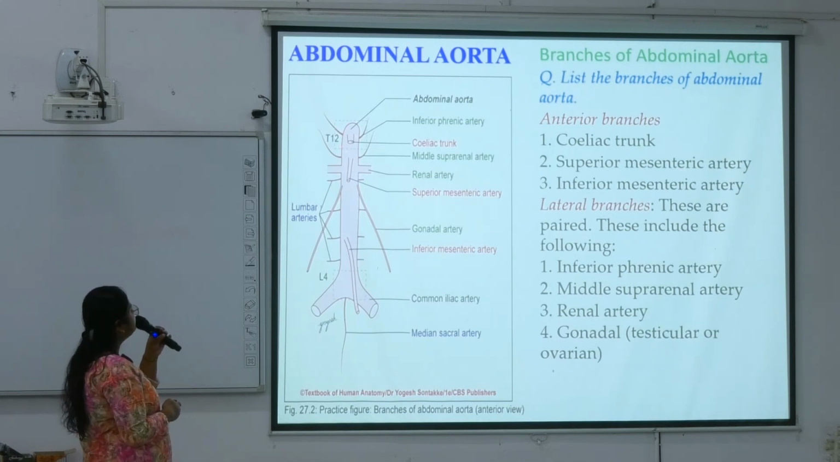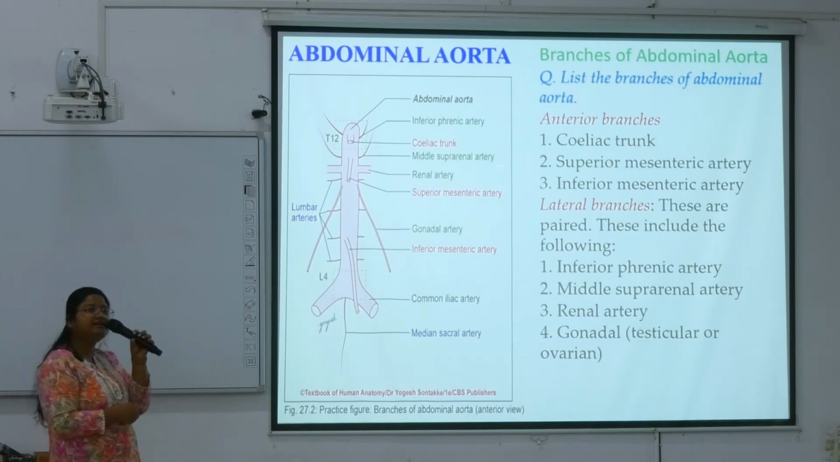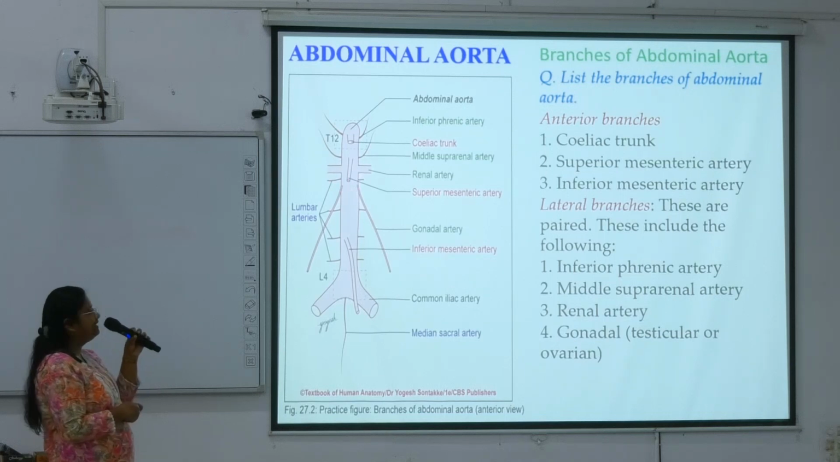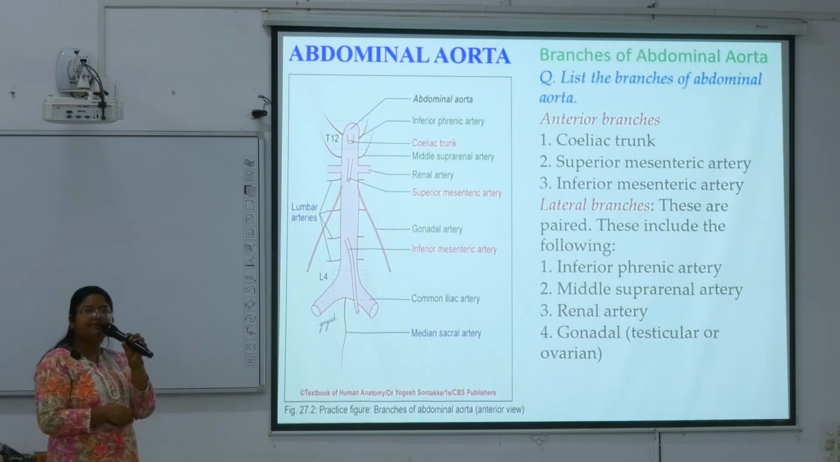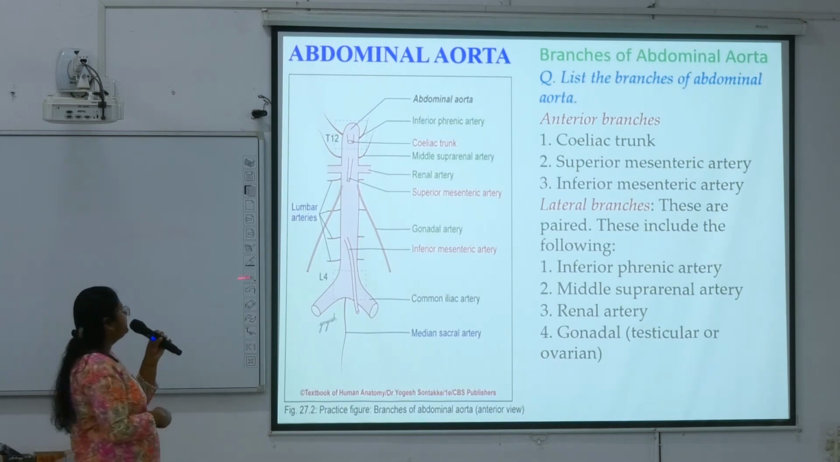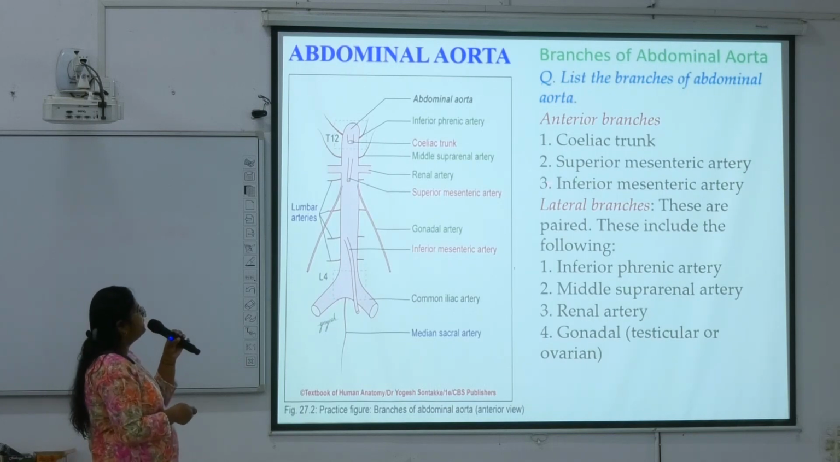See, here is the celiac trunk, vertebral level is T12. Here is the superior mesenteric artery. It arises about 1 centimeter below the celiac trunk. Vertebral level is L1. Here is the inferior mesenteric artery. It arises around L3 level. Inferior mesenteric vertebral level is L3. So these three are the anterior branches.